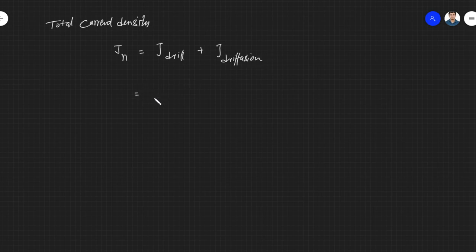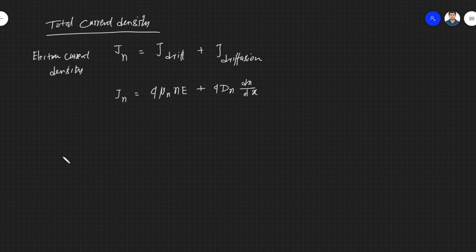So J drift we already calculated. For electron it was q mu n, then n, the electron concentration, and the electric field value, right? Plus J diffusion, which we just calculated, it is q Dn dn/dx, right? So this is the electron current density.